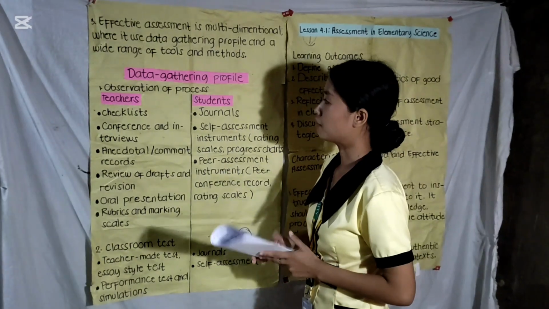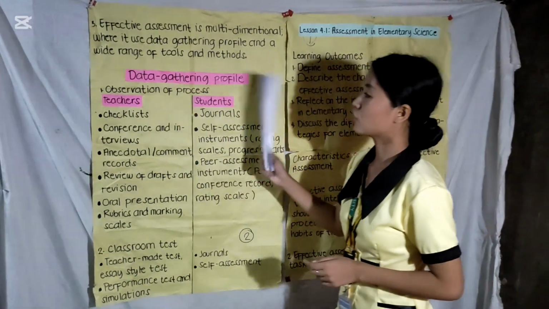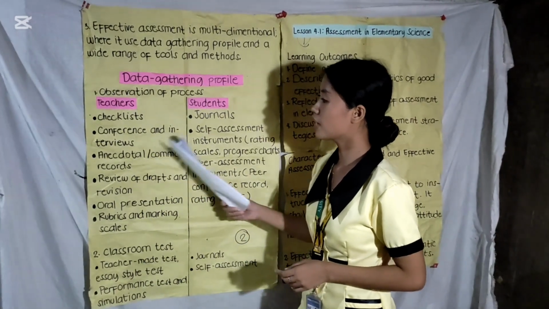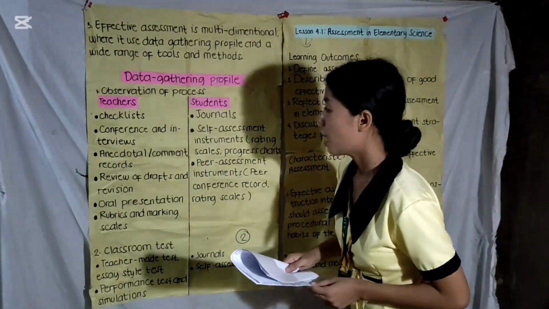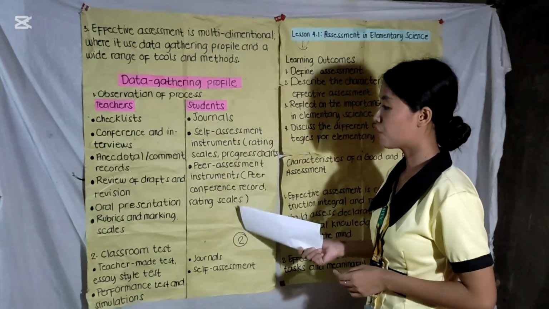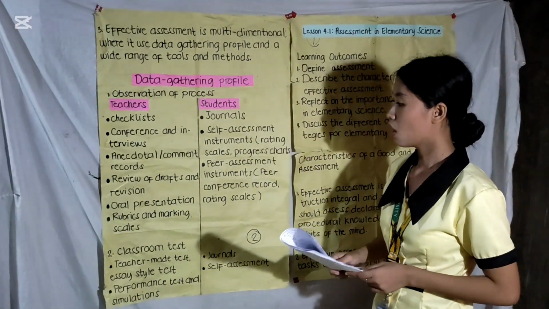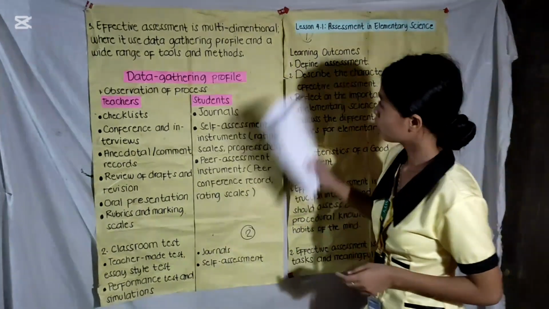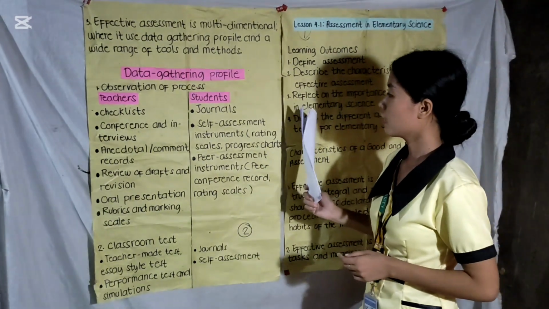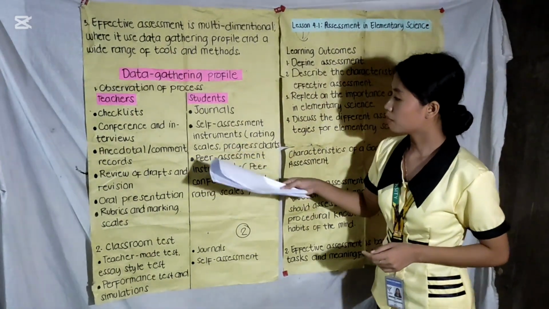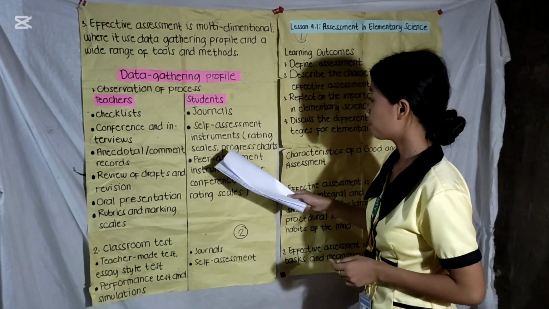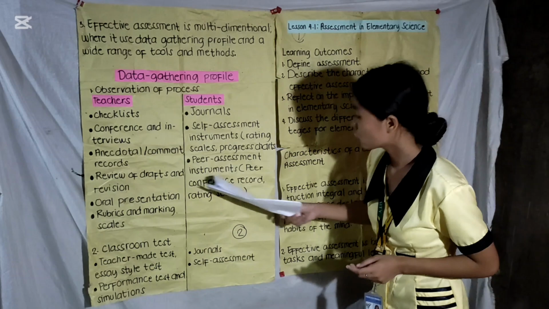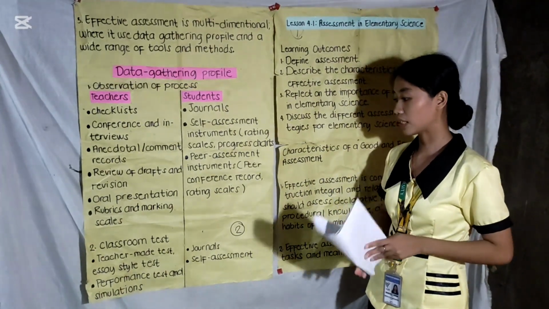Data gathering profile. First, observation process. Teachers: checklists, conferences and interviews, anecdotal comment records, review of drafts and revisions, oral presentation, rubrics, and marking skills. Students: journals, self-assessment instruments, reading skills, progress chart, peer assessment instruments, peer conference record, rating skills.